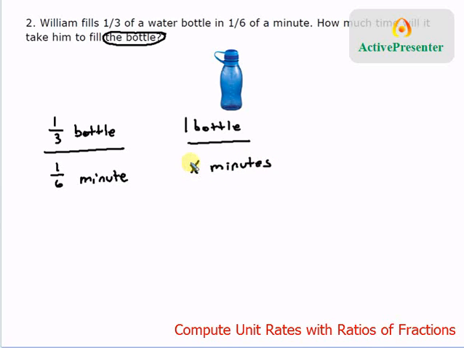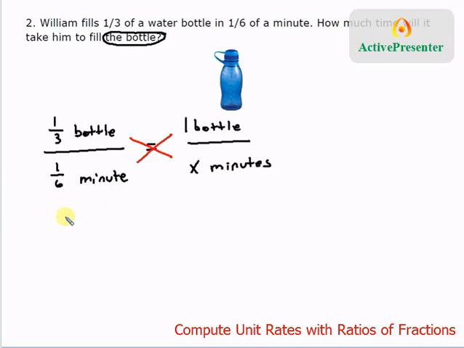This is our variable. And we know that this is going to be proportional because these have a direct relationship, and so do these. Note that if you put bottles on the top, then you have to put bottles on the top on this side as well. Bottles to bottles, minutes to minutes. They have to be the same across the top and across the bottom. Then we simply do our cross multiplication.